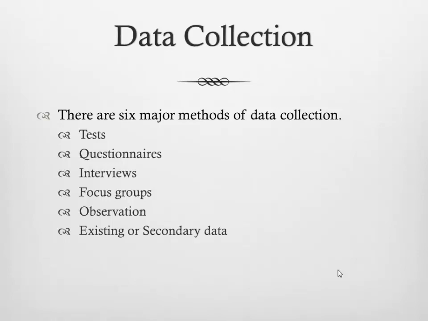So in research and program evaluation, there are 6 major methods of data collection. Many of these we've been talking about throughout the semester, so this will be a brief review for some of these. And then, as I said, we will be spending more time talking about questionnaires in particular and survey-based research. So the 6 major methods of data collection include tests, questionnaires, interviews, focus groups, observation, and existing or secondary data.